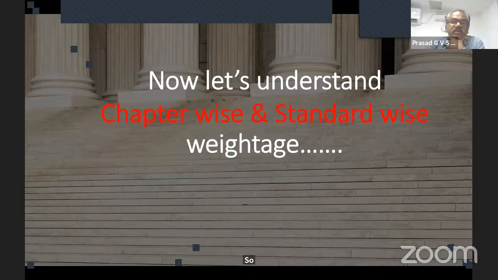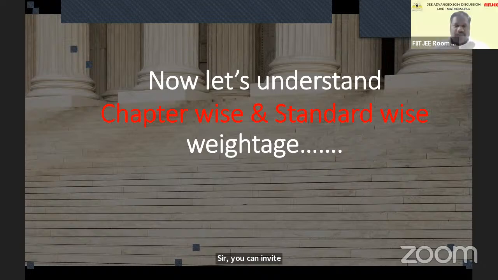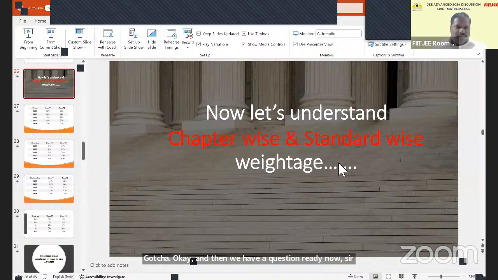Now let's understand chapter-wise, standard-wise weightage. I can invite MKK sir, Kishore sir. Then we have a question ready now, sir. Students, you are posting questions regularly, so now our team is giving back-to-back solutions.